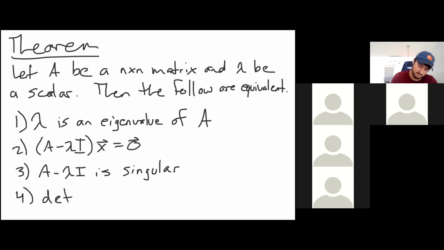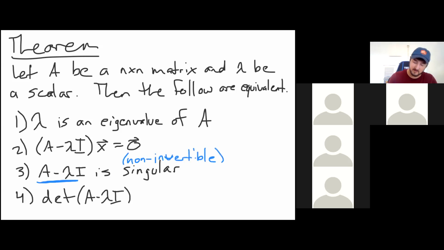Wait. So singular in this case means it has more than one solution? These are all equivalent, yeah. That means you'd have more than one eigenvector if this matrix right here is singular. And right above it, that was the other term we can use to describe it, an equivalent term, non-invertible.